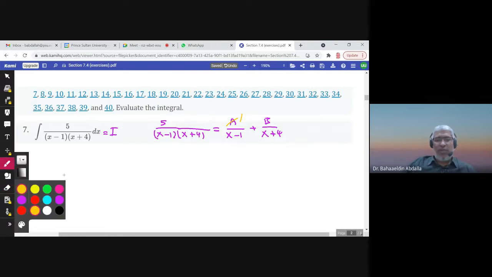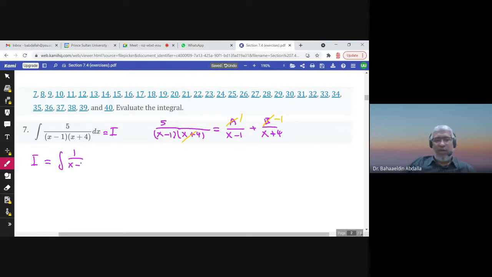To find B, I cancel x plus 4. I replace x by negative 4. Negative 4 minus 1, negative 5. 5 over negative 5 is negative 1. So I would be equal to the integral of 1 over x minus 1 dx minus the integral of 1 over x plus 4 dx, and this is ln absolute value of x minus 1 minus ln absolute value of x plus 4 plus C.